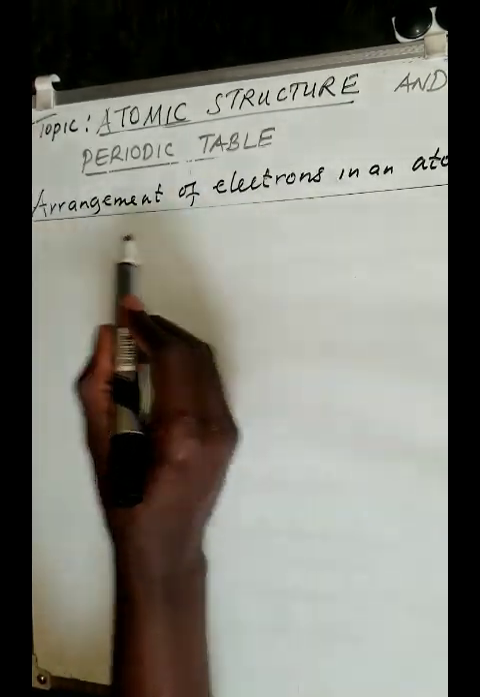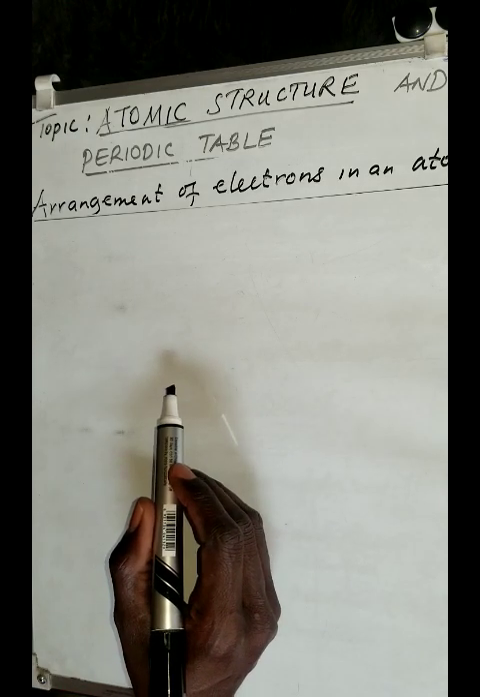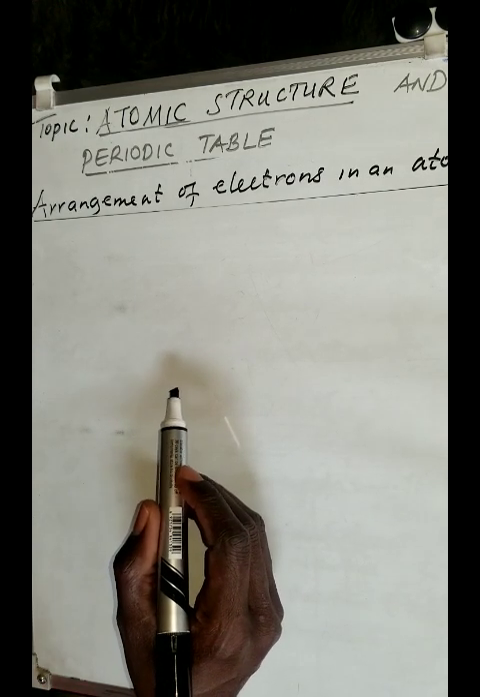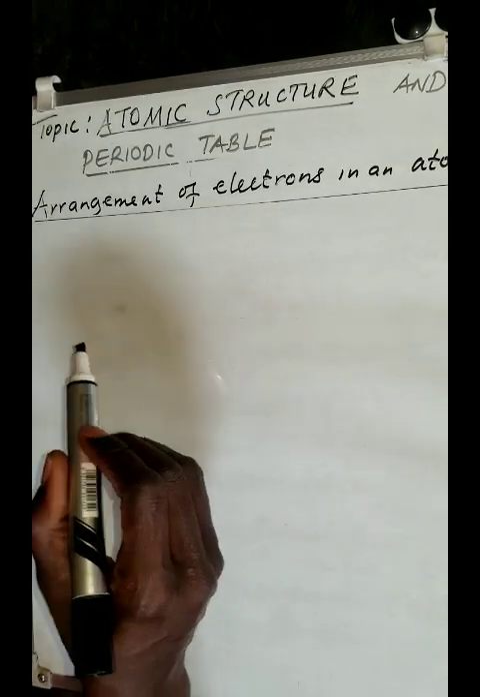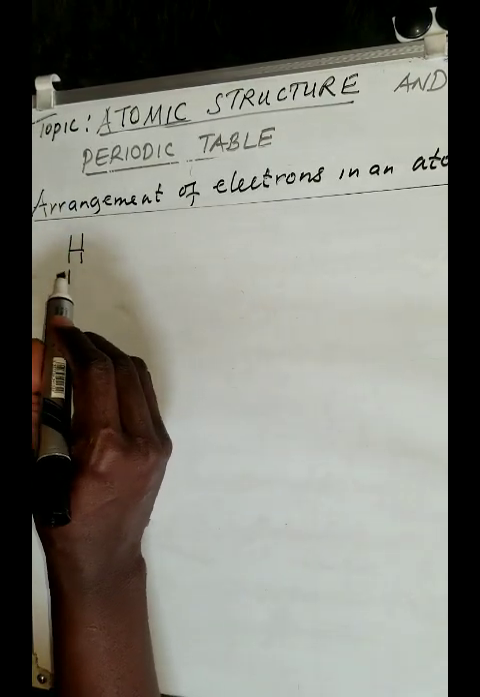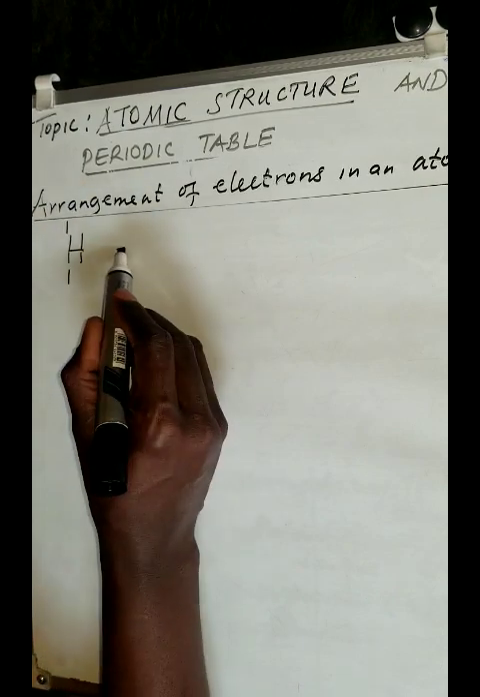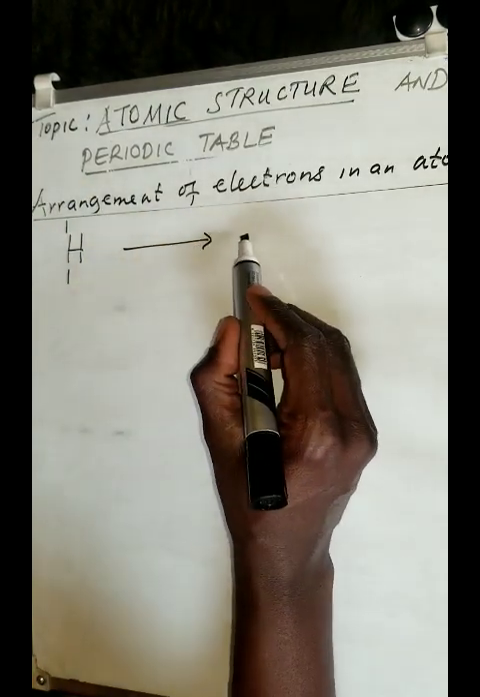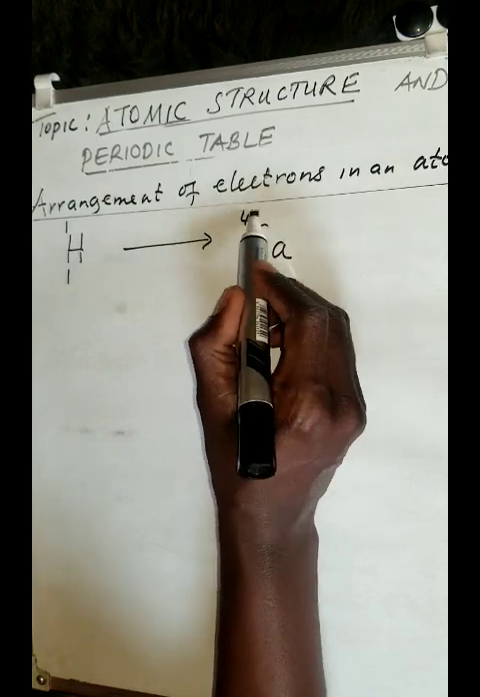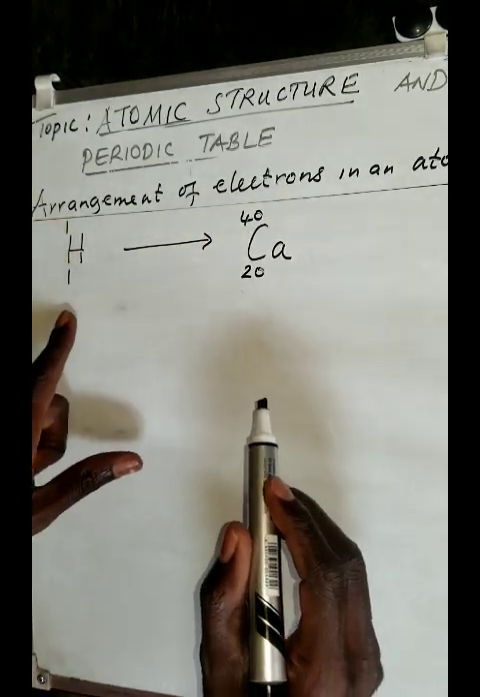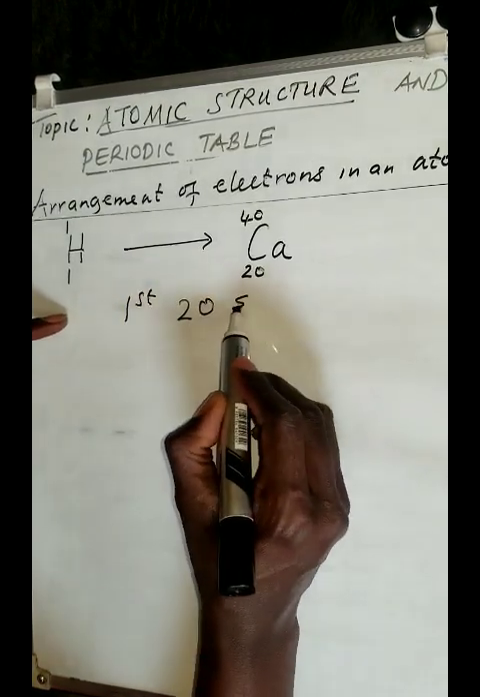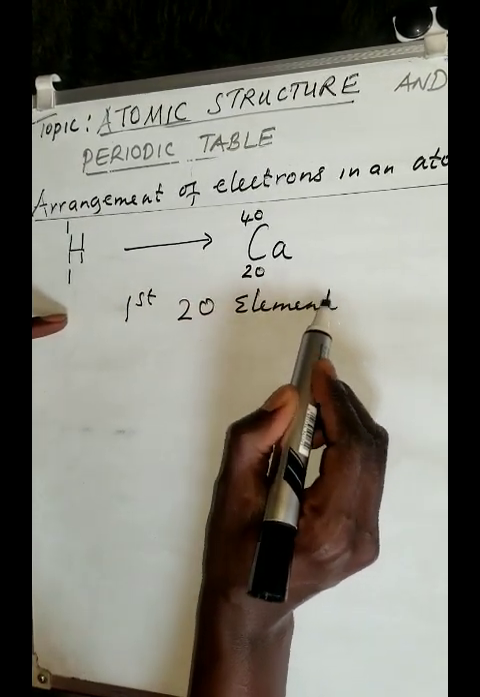But of course, each energy level can hold a certain number of electrons. For example, the elements found on the periodic table are arranged in order of increasing proton number, starting from hydrogen with proton number 1 all the way to, let me say, calcium with proton number 20. I'm just going to look at the first 20 elements in the meantime.